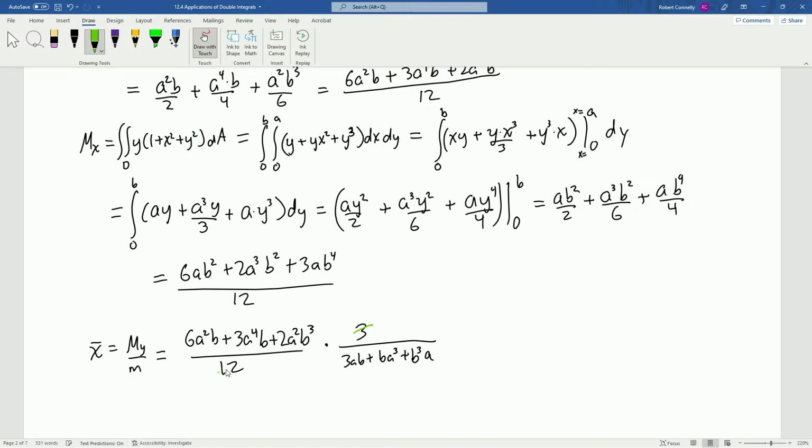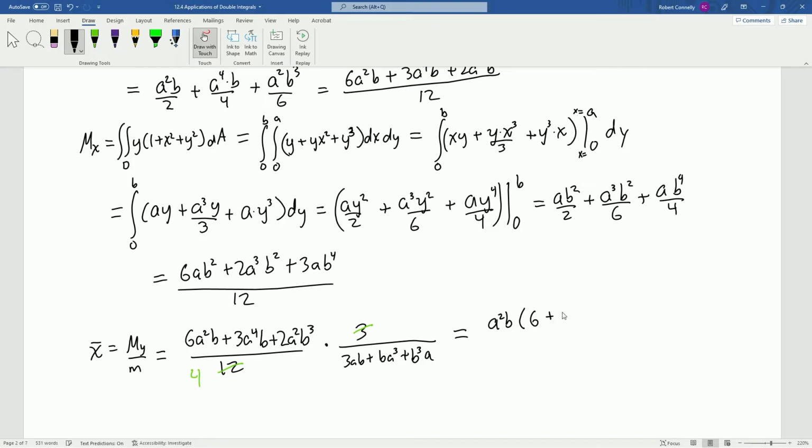So 3 over 12 becomes 1/4. And now I'm going to see if I can factor out some common terms here just to simplify this down a little. So I've got an a squared in each of these terms and a b. So I can factor out a squared b. And what do I get left?